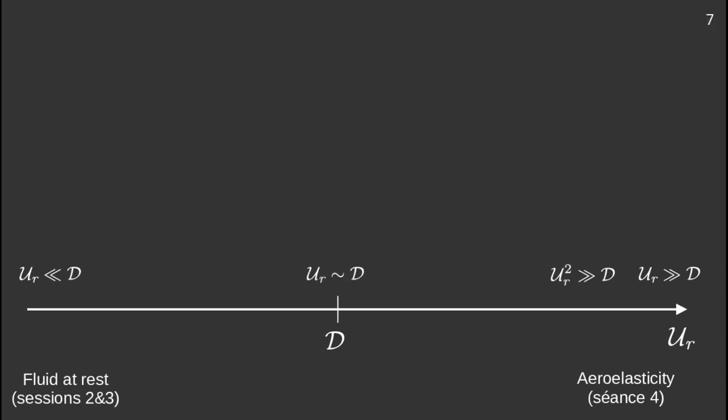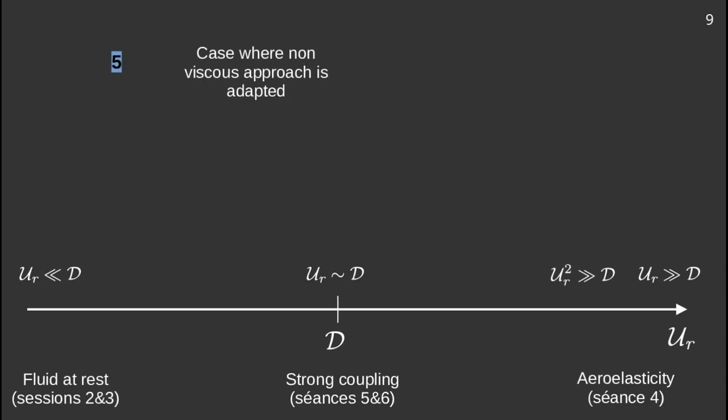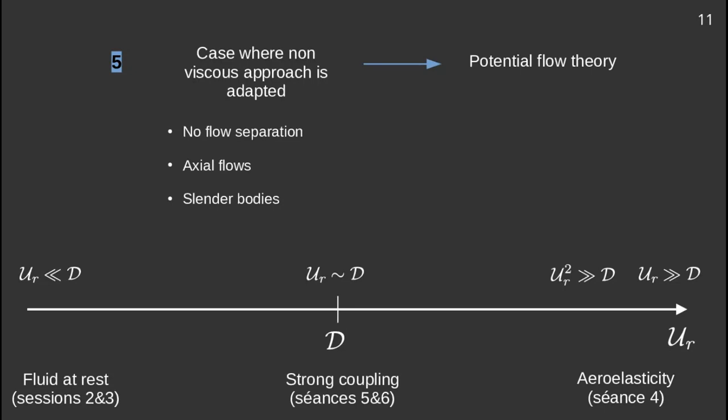Now, we will place ourselves in a case without approximation, where the solid and the flow have comparable velocities. This is a situation called strong coupling. And in particular, we will consider the case where the inviscid approach is suitable. We will be able to use the theory of potential flows. This approach does not betray too much the physical reality of the problem as long as the detachment is not observed. This is the case for actual flow around slender bodies.